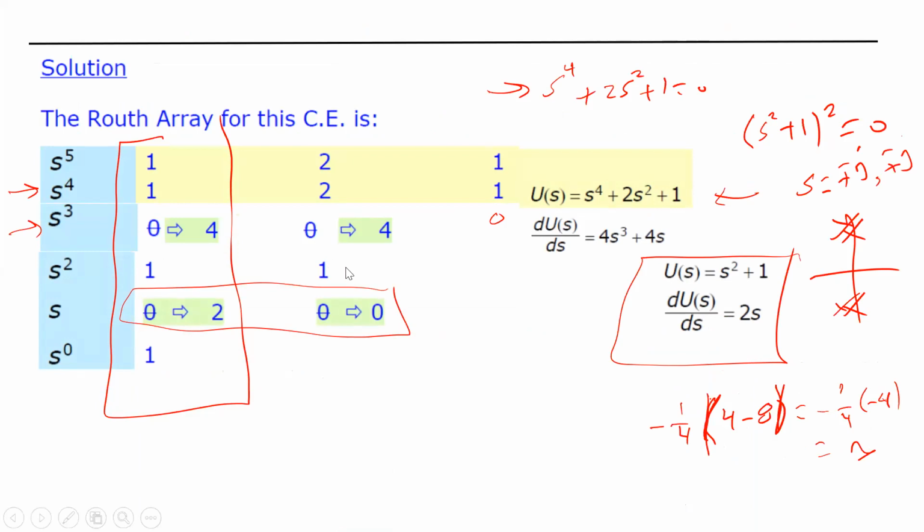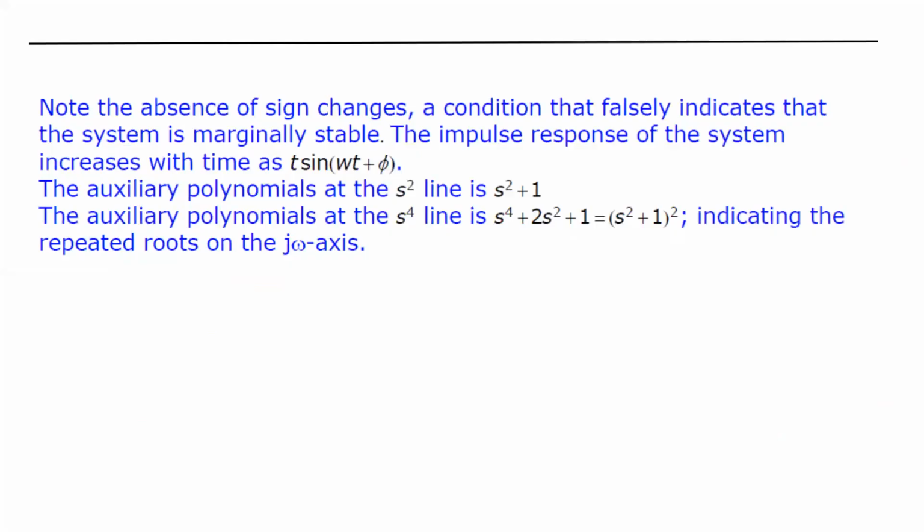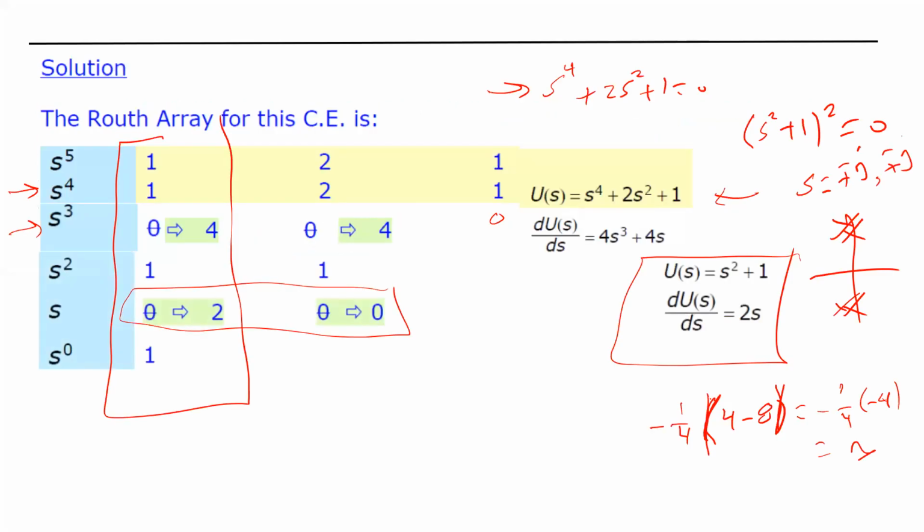Any questions? Doctor, if the auxiliary equation didn't work out the first time and we took the second auxiliary, s squared plus 1. From s squared plus 1, it means it is stable. Yes, if you have the situation, but always we take the first auxiliary.